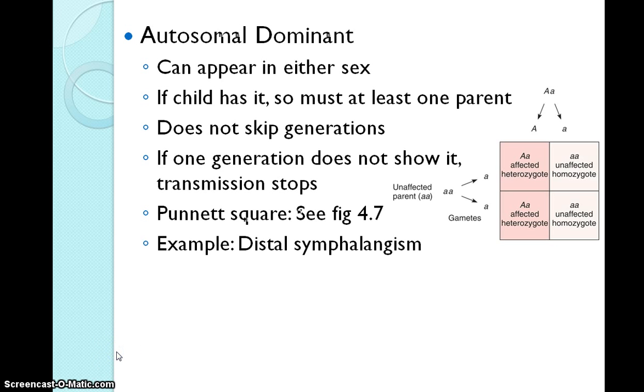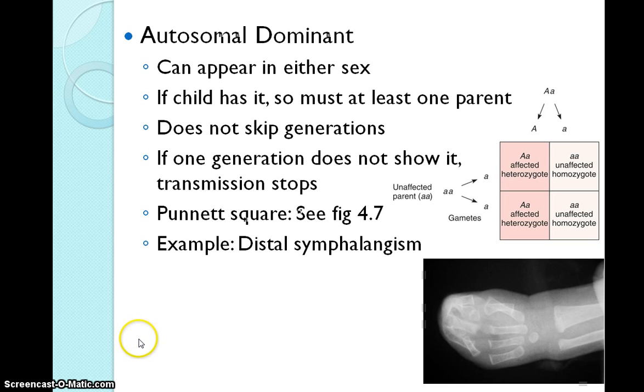Here's an example of a Punnett square. This is for a trait called distal symphalangism, which is referring to the bones in the fingers. You can see in the picture the x-ray shows how those bones are not normal. The Punnett square then would show us how that dominant trait is passed on. One of the parents has the trait, and they are big A, little a, and they then pass that trait on to half of their offspring.